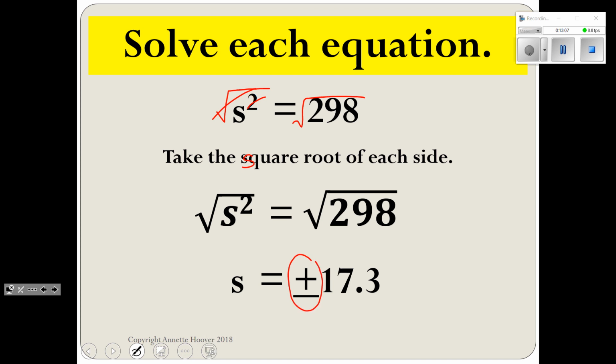So make sure today when you're doing your assignment, if you're taking the square root of a number, you have to indicate that it could be positive or negative. So you write the plus or minus of that number. And that is the classification of numbers.